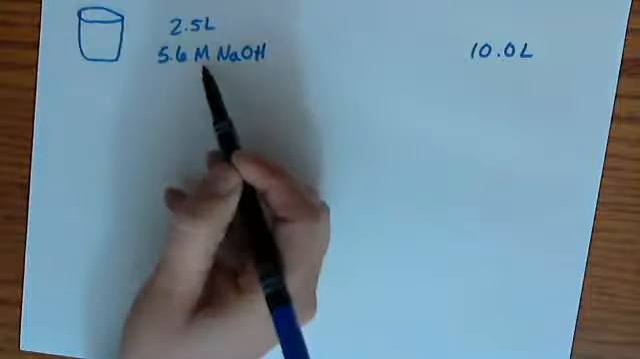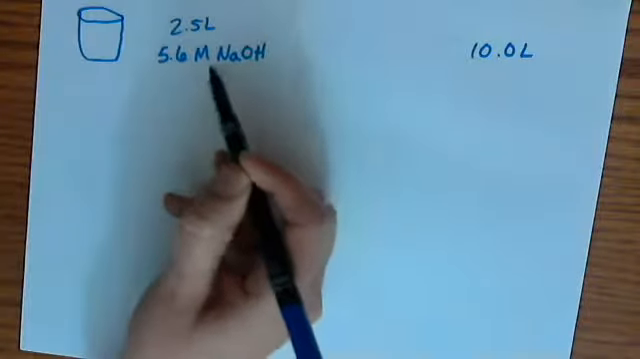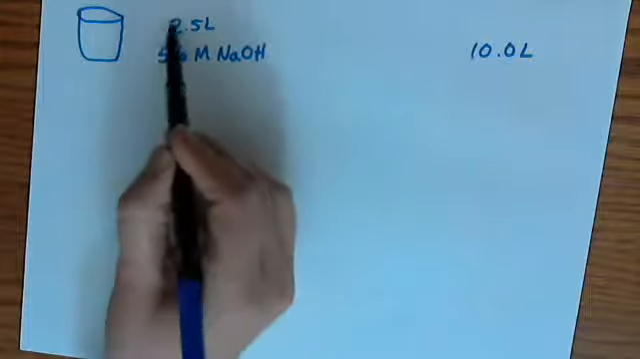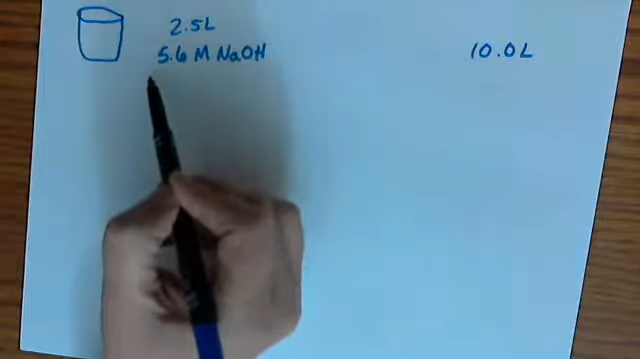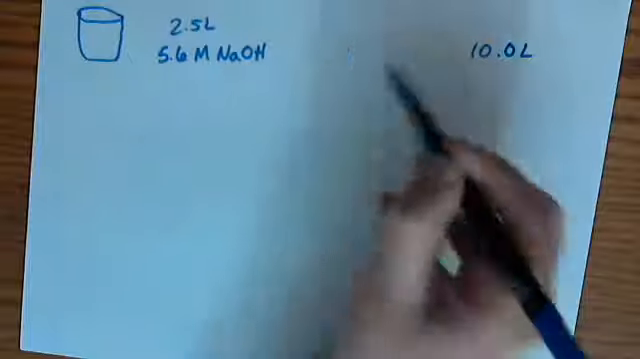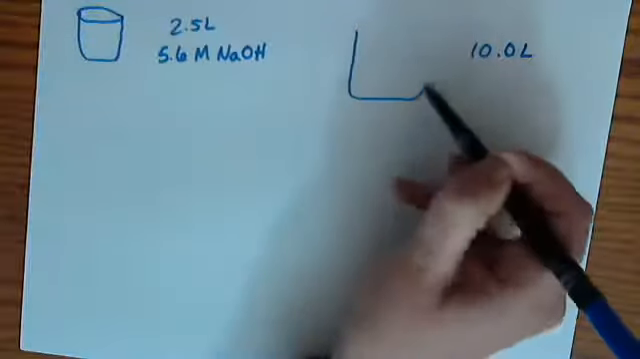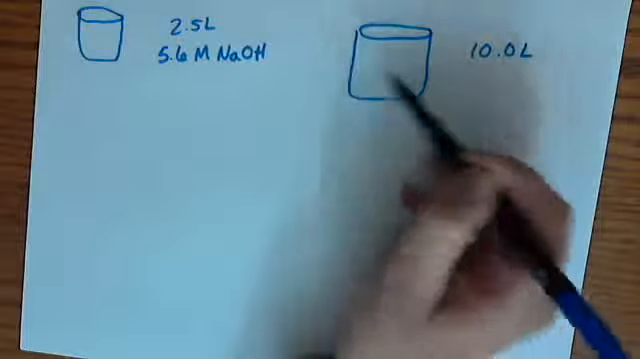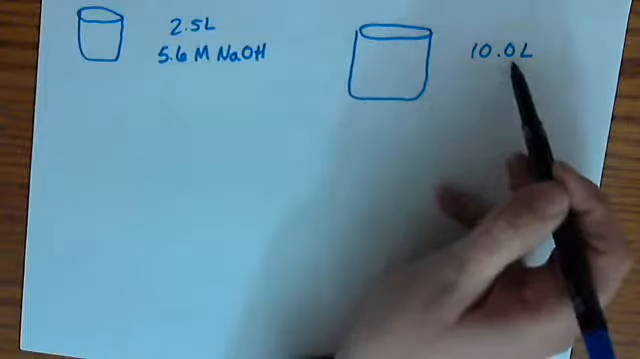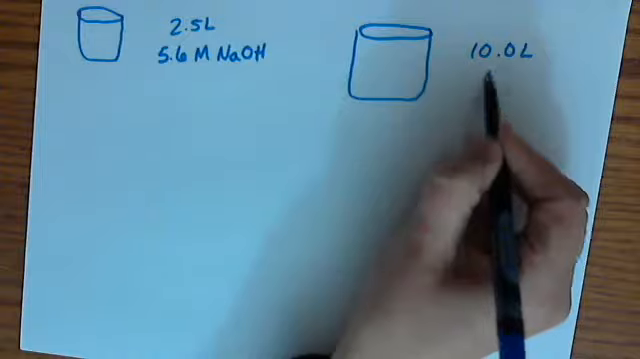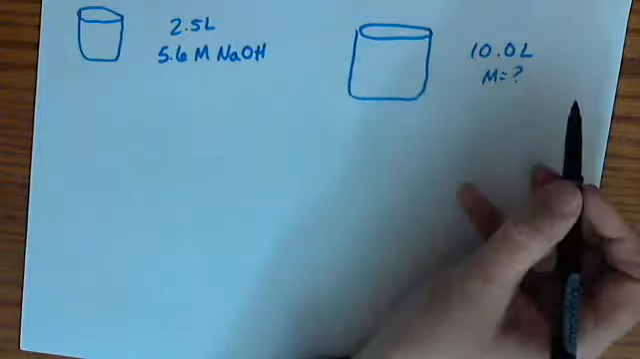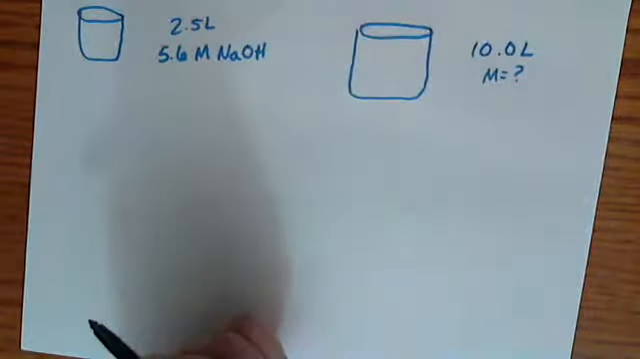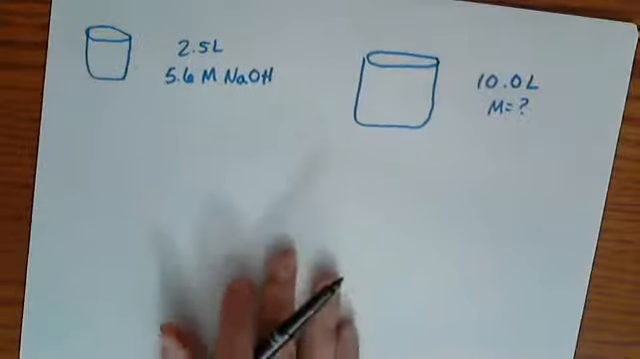Okay, so over here we have a beaker with 5.6 molar NaOH, and there are 2.5 liters of that. And he takes the whole thing and dumps it into a larger beaker, and then he dilutes all of it up to 10 liters. So what is the concentration? We don't know, but we can use our trusty dilution equation to figure it out.